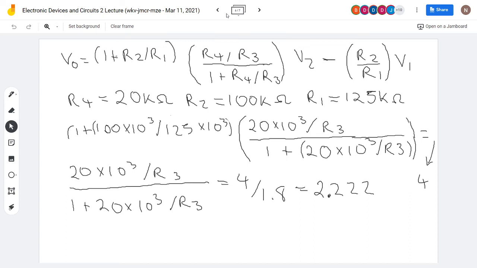Because I know 1 plus R2 over R1, I'll just bring that over. So I divide both sides of the equation by 1 plus R1 over R2. And then I'll have.